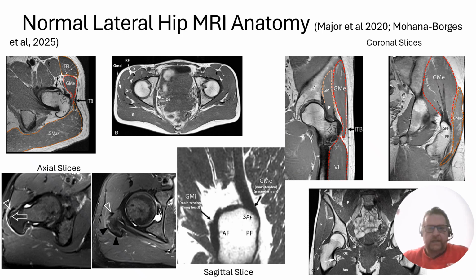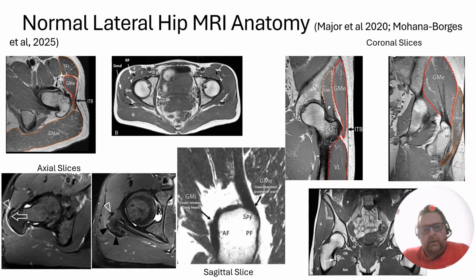Now, this slide is our normal hip anatomy. This is an axial view here, and we have the posterior facet at the back where glute med attaches. We've got the anterior facet where glute min attaches. You can see here on a wider view, we've got the glute max, glute min, glute med. And on this axial slice, you can see again this is where the actual structure is attached to the lateral hip.